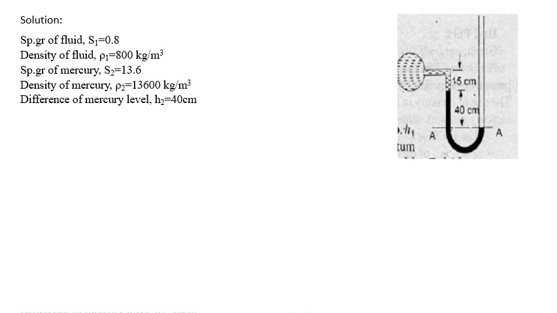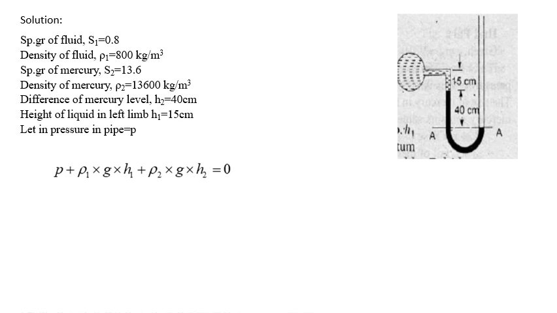Difference of mercury level, that is h2, equals 40 centimeter. Height of liquid in the left limb is 15 centimeter. Let pressure in pipe be P. Now we have to find out what is the pressure in the pipe.